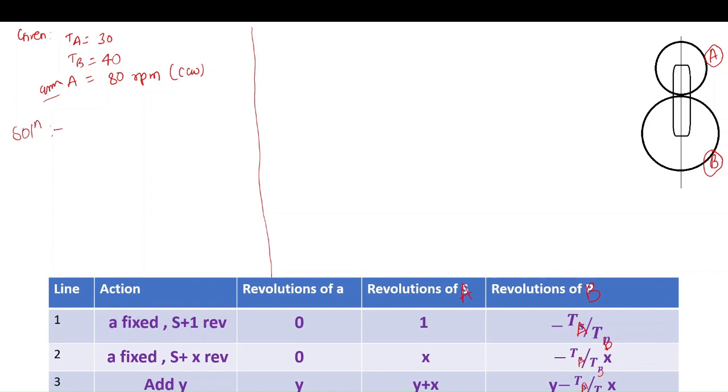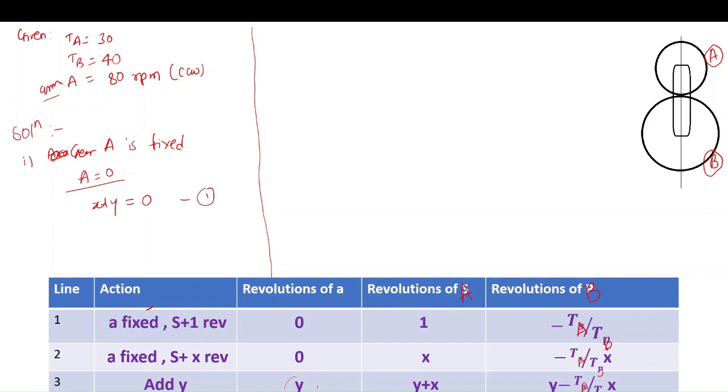Let's start first: gear A is fixed. So if gear A is fixed, what is the revolution? What do you have for the revolutions of A? The revolution of A is x plus y. x plus y will be equal to 0. This is the first equation.